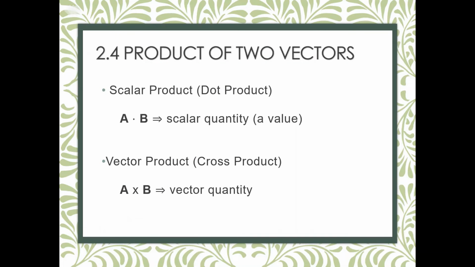A vector can be multiplied by another vector but may not be divided by another vector. There are two types of product of two vectors, namely scalar product and vector product. The scalar product, which is also known as dot product, is denoted by A dot B and it possesses a scalar quantity or a value. The vector product, which is also known as cross product, is denoted by A cross B and it possesses a vector quantity.